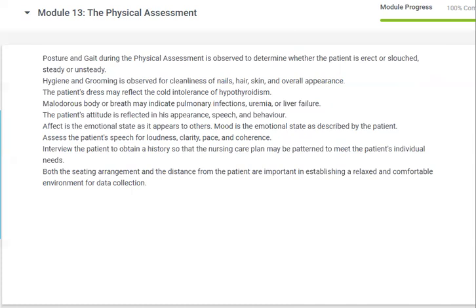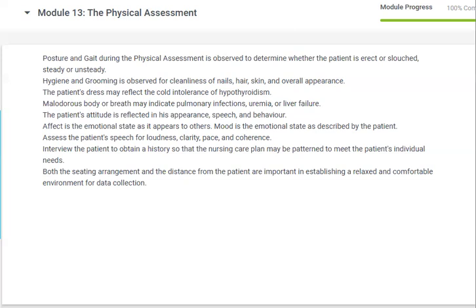The patient's dress may reflect the cold intolerance of hypothyroidism. Malodorous body or breath may indicate pulmonary infections, uremia, or liver failure. The patient's attitude is reflected in his appearance, speech, and behavior. Affect is the emotional state as it appears to others. Mood is the emotional state as described by the patient. Assess the patient's speech for loudness, clarity, pace, and coherence.